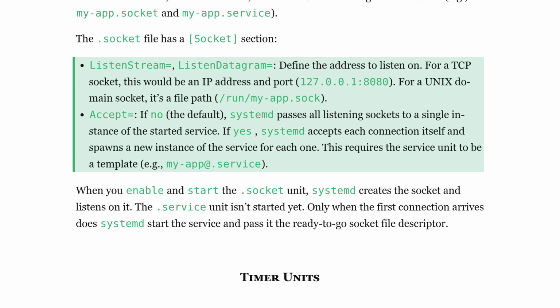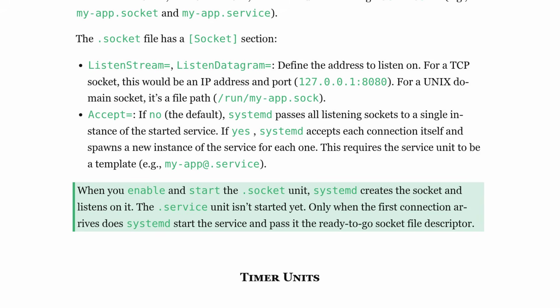/run/myapp.sock. Accept: if no, the default, systemd passes all listening sockets to a single instance of the started service. If yes, systemd accepts each connection itself and spawns a new instance of the service for each one. This requires the service unit to be a template, for example, myapp@.service. When you enable and start the .socket unit, systemd creates the socket and listens on it.